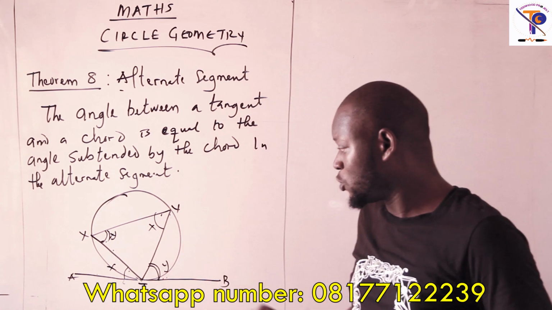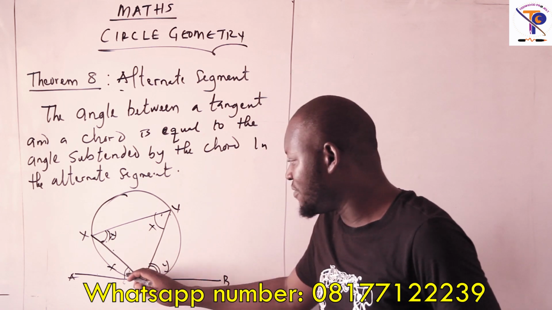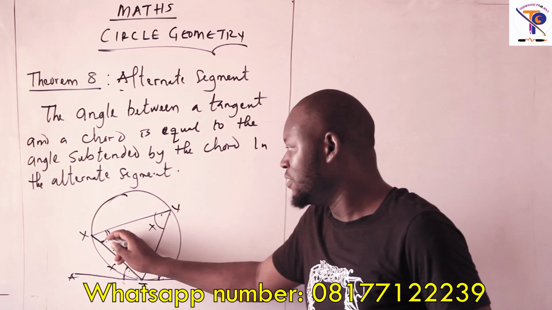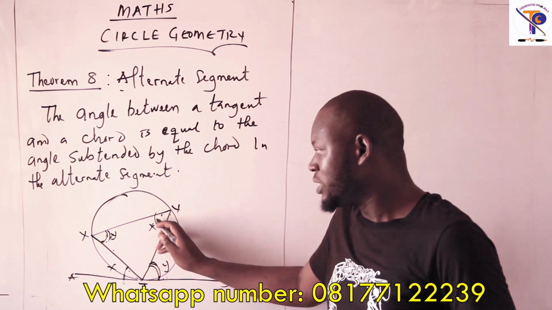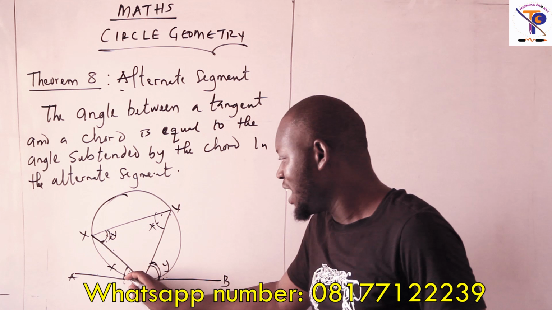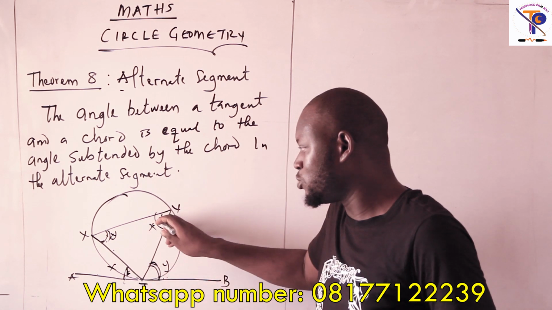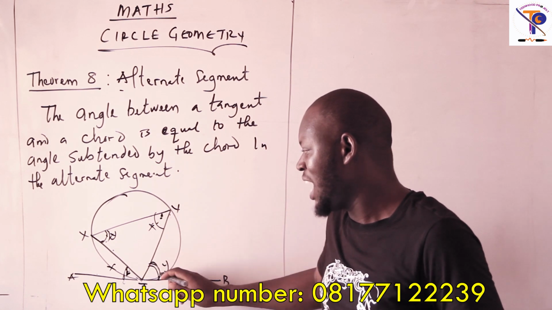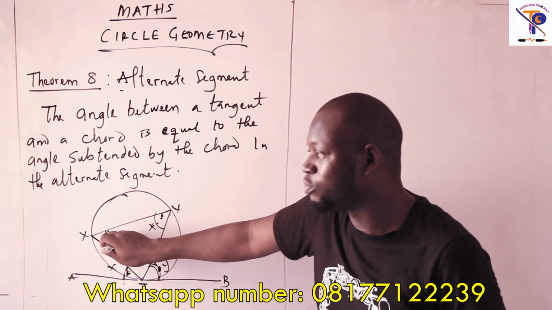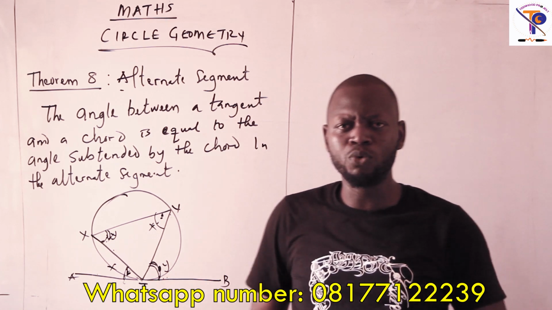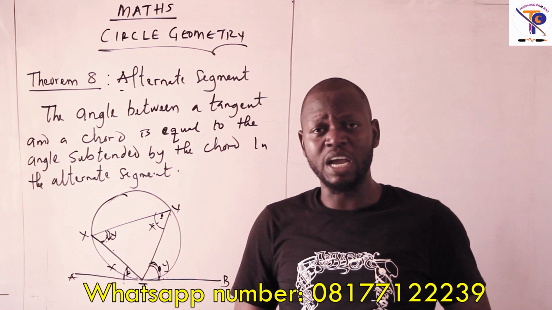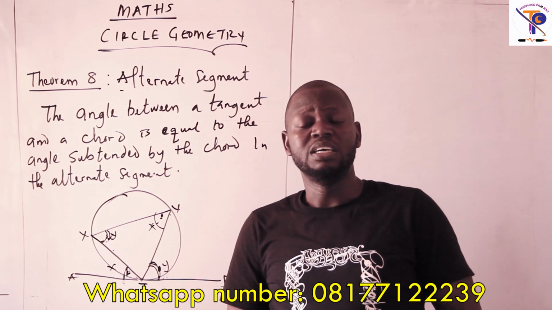So how do we read it? I told them that when you have this, you leave this angle, then you go to this. When you have this, you leave this angle, then you go to this. So here will be equal to this, this will be equal to this, and this will definitely be equal to this. That is what we call alternate segment. Let's check a few examples of how this can be used, then we can proceed.